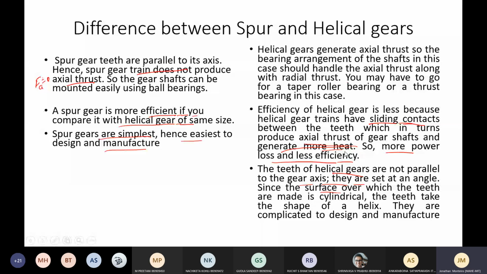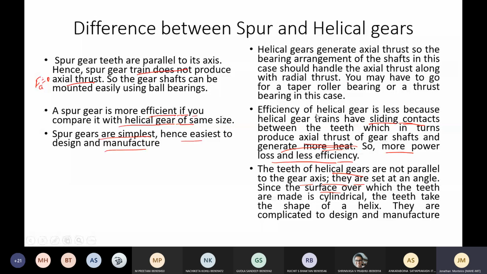Also, when coming to the line diagram or force diagram, I can say, of a helical gear compared to the spur gear, we had just discussed a few points. We'll continue from that itself.